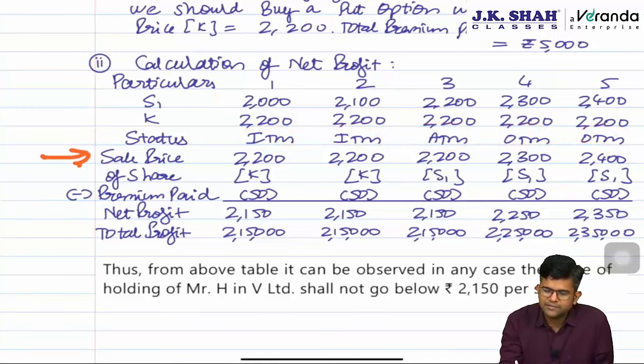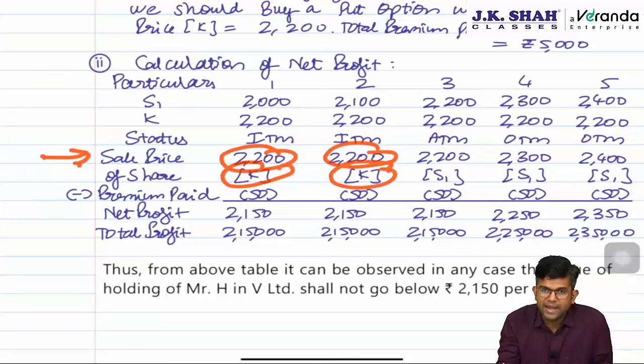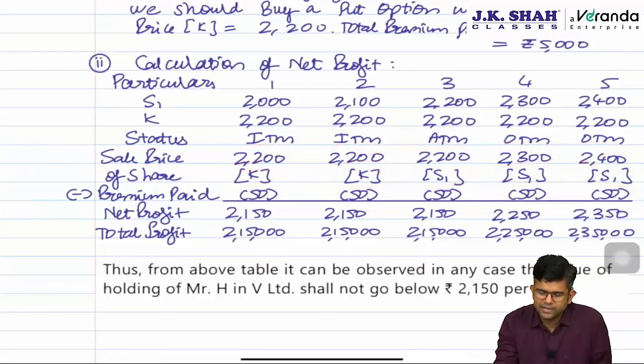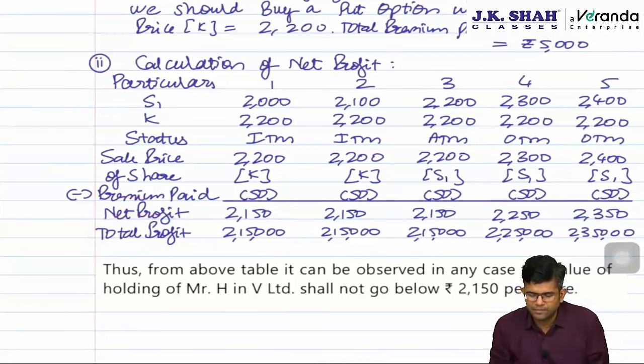So the sale price, wherever it is in the money, it will be K. Wherever it is out of the money, it will be S1. And wherever it is at the money, K or S1 doesn't matter. Minus the premium paid will give you the net profit. And then that net profit, do you realize, is on the basis of a single share, multiplied by 100 shares will give you the total net profit.